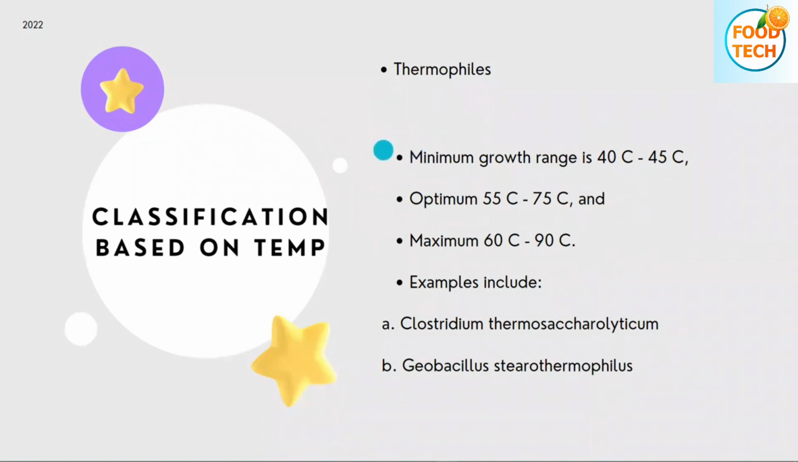So temperature plays a major role, and there are several categories of microbes which can survive in different temperature ranges. Clostridium and Geobacillus are examples of thermophiles. Again, as I said, there could be a number of examples. Just remember 4 to 5. Don't go and read all the thermophiles. The same goes for mesophiles and psychrophiles, right? Fine.